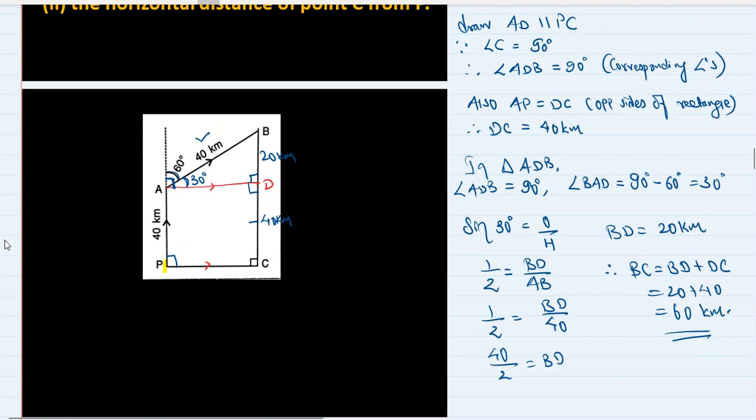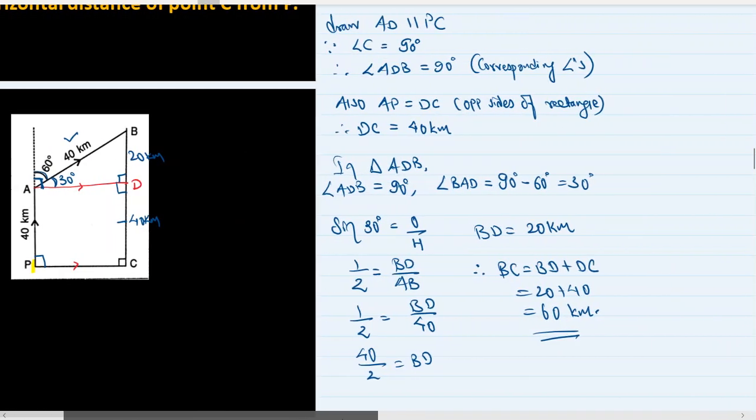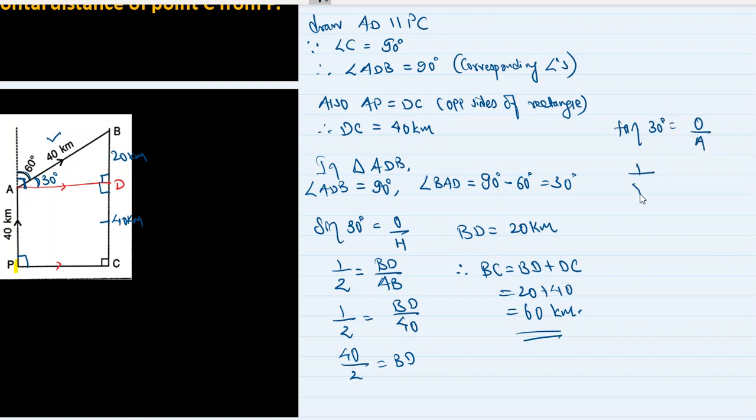The second thing which we have to find is PC. We can find PC by finding AD, because AD and PC are equal, because ADCP is a rectangle. Okay, let's find AD. So first we took sine. Now we can take tan. Tan of 30 degree is equal to opposite upon adjacent, which is 1 by root 3. Opposite is BD. Adjacent is AD. So 1 by root 3 is equal to BD is 20. AD we do not know.